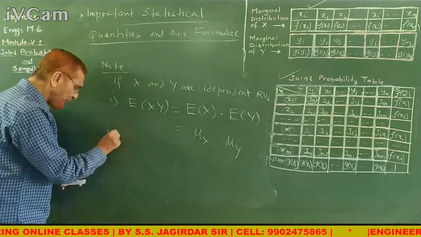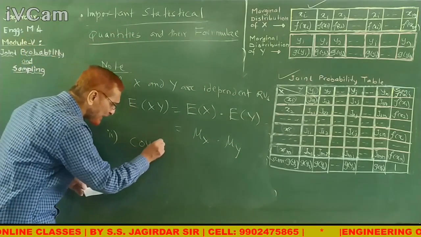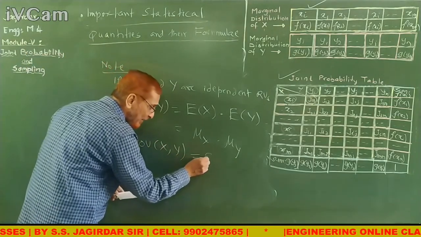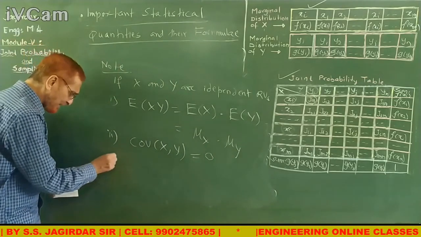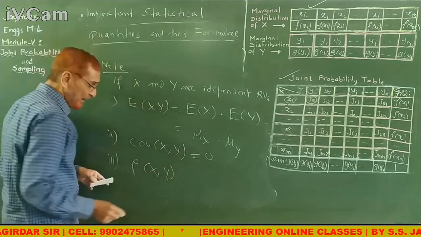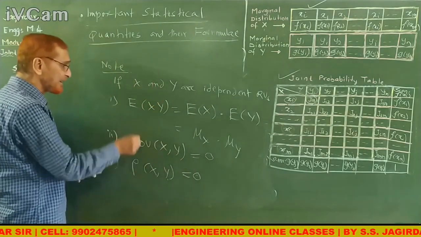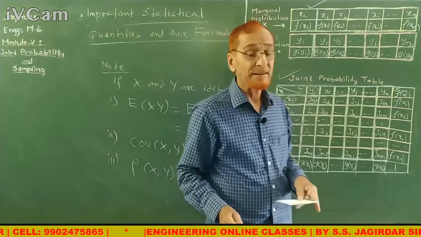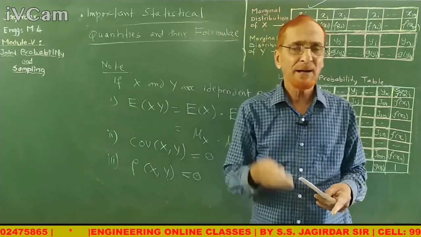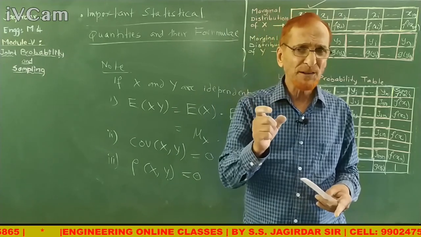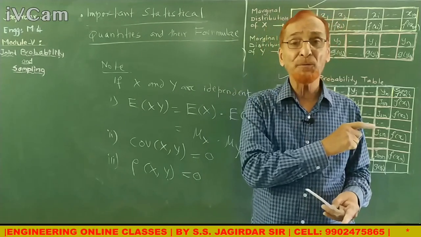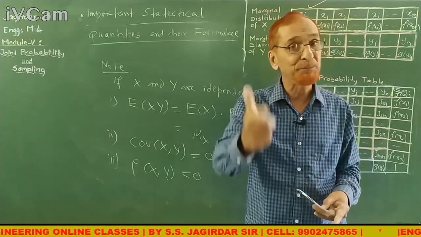The second outcome is the covariance. Whenever you calculate it for x and y when x and y are independent random variables, the result is always zero. And third, the correlation of x and y is also zero. These are direct results you can consider when both random variables are independent. For independence, what is the requirement? The product of the corresponding marginal distributions must equal the joint probability distribution for each pair. That we have discussed.